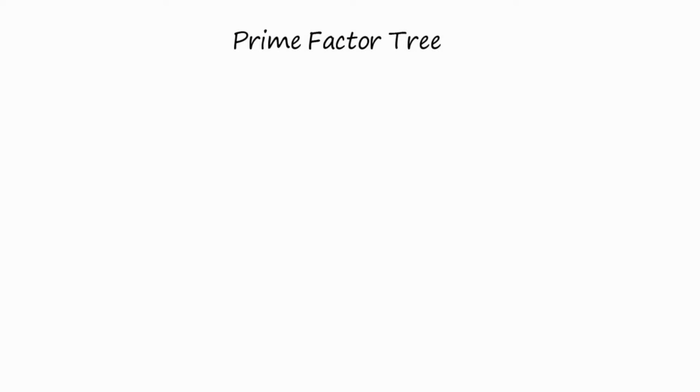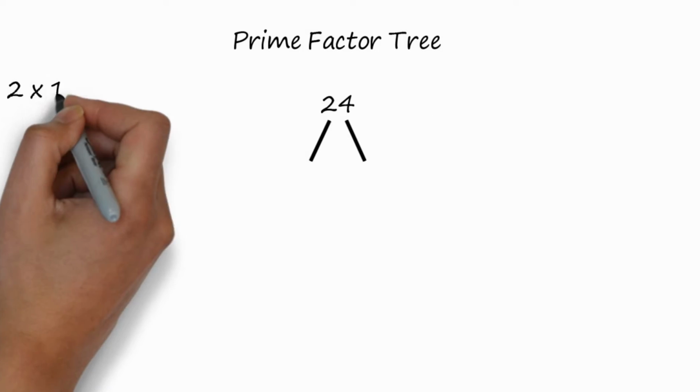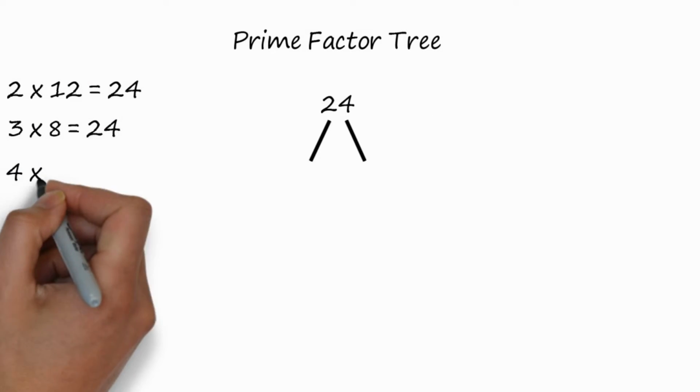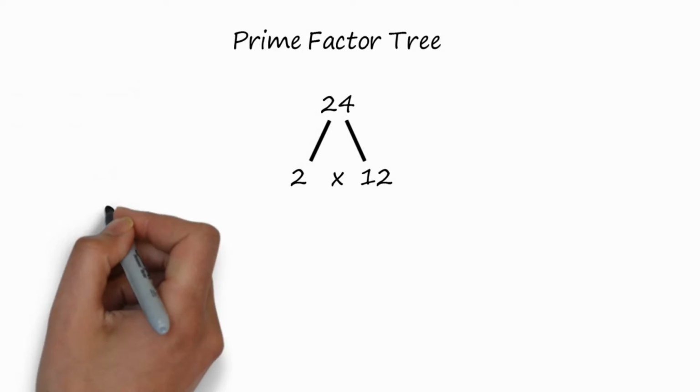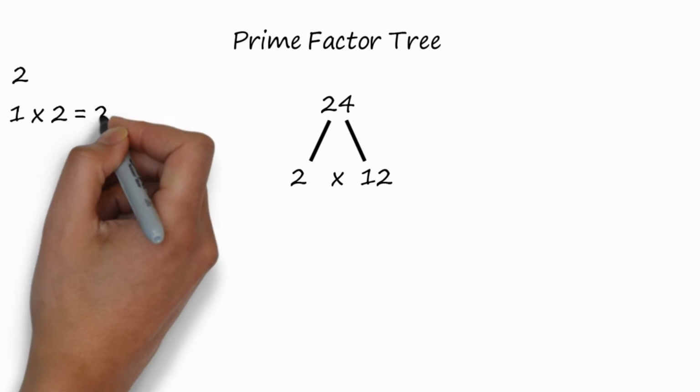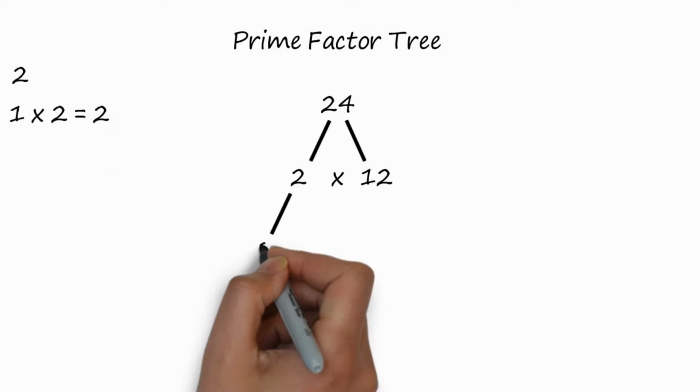And how we construct the tree is we take a number that's composite, like 24, and we list all the different ways it can be factored. And then we pick one of the ways and put it underneath the 24 in the tree. So we'll pick 2 times 12. Well, 2, it turns out, is prime. It can only be factored 1 times 2. So we'll bring the 2 down to the next level.